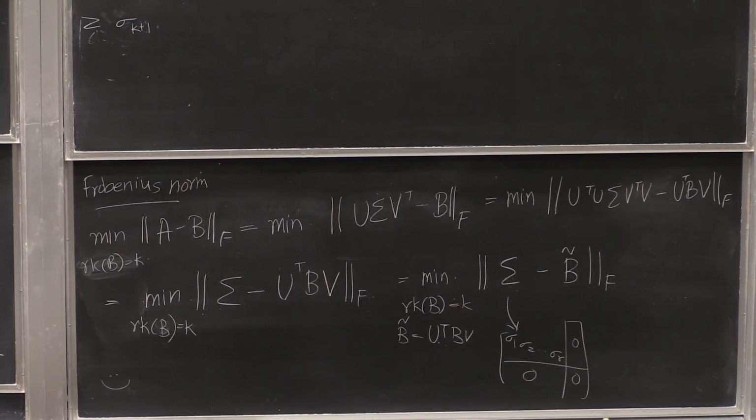And if I choose B twiddle equal to sigma, then, what's the one constraint that I have? I want to choose a rank K matrix, right? So how many singular values am I going to choose? I'm going to choose K. Which K ones do I want to cancel? Do I want to cancel the big ones or the small ones? The big ones. So I'm going to choose sigma 1 to sigma K, the big singular values. Cancel those out.